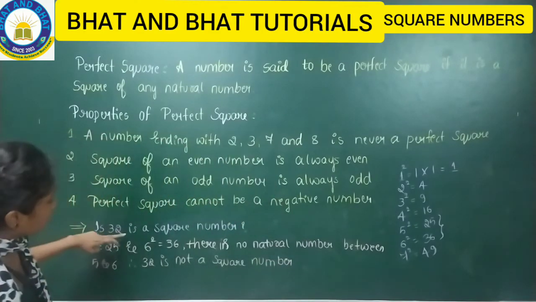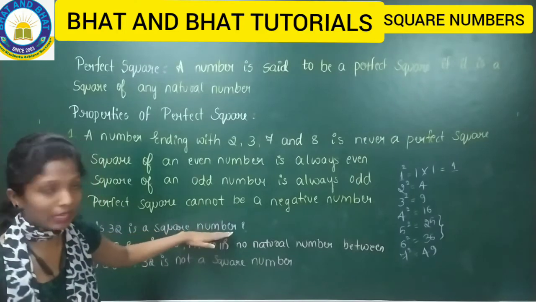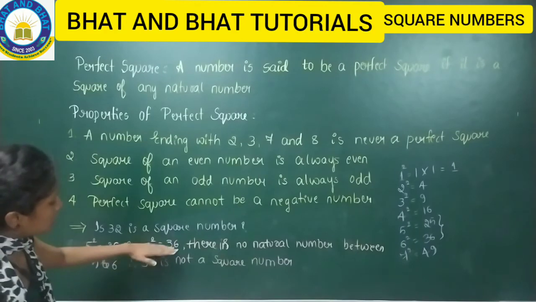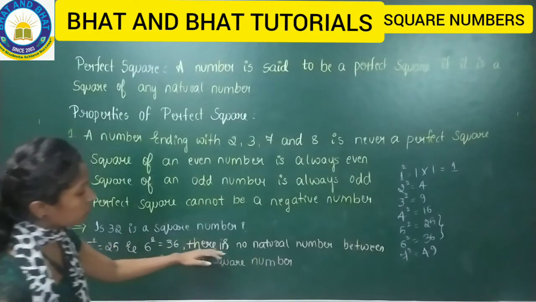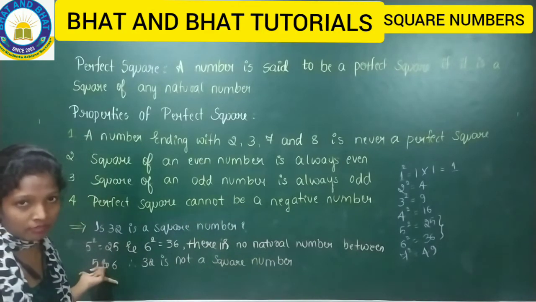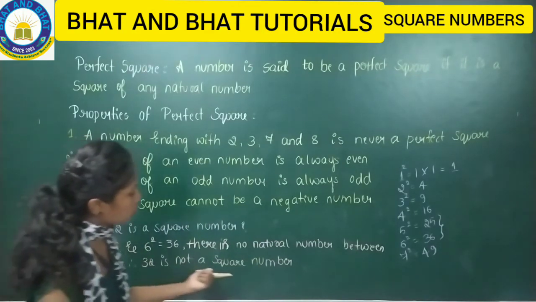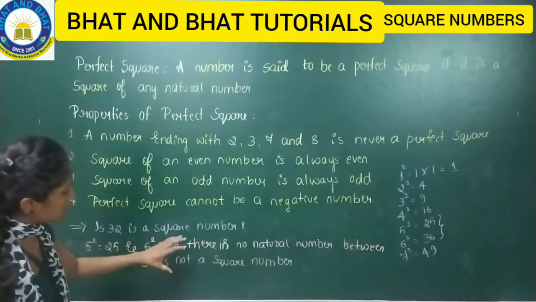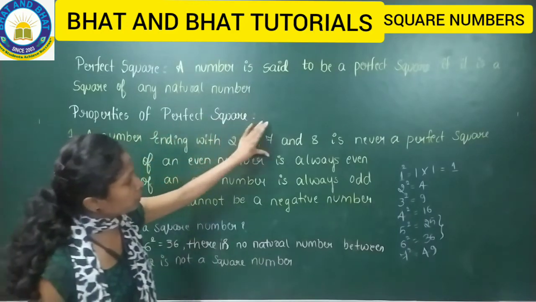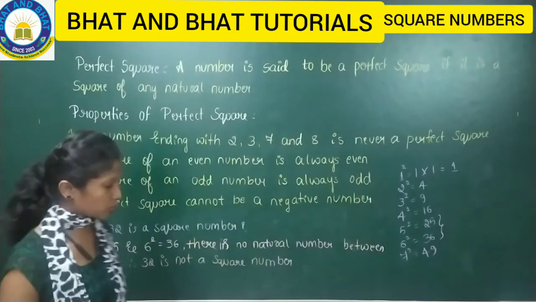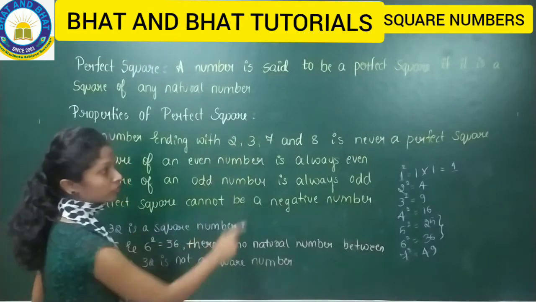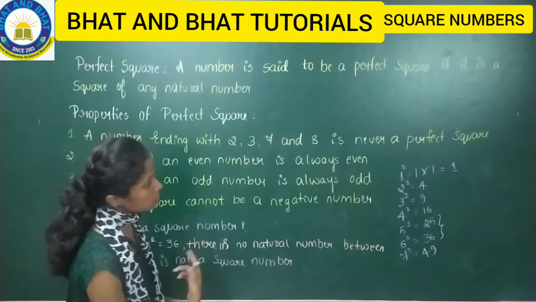Your question will be like this sometimes. So what you have to do? 5 square is equal to 25 and 6 square is equal to 36. So there is no natural number between 5 and 6. Is there any number between 5 and 6? No. Therefore 32 is not a perfect square. Or else, apart from this reason, you can give the first reason also: a number ending with 2, 3, 7 and 8 is never a perfect square. So this is one of the reasons that you can give, and this is also one of the reasons you can give for your solution.